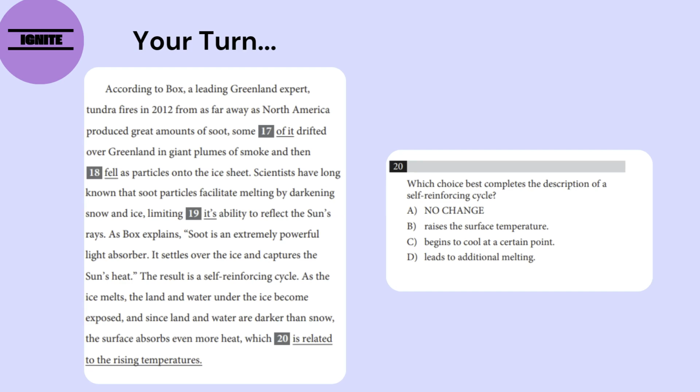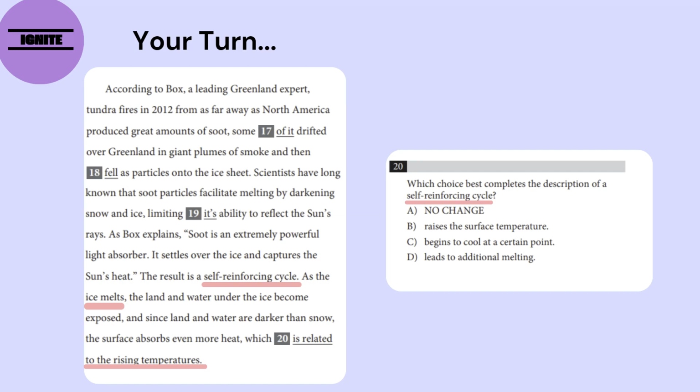Now that you have had a chance to attempt this problem, let's go through it. Question 20 is asking, which choice best completes the description of a self-reinforcing cycle? So, let's look at this context. This result is a self-reinforcing cycle. As the ice melts, the land and water under the ice become exposed, and since the land and water are darker than snow, the surface absorbs even more heat, which is related to the rising temperatures.